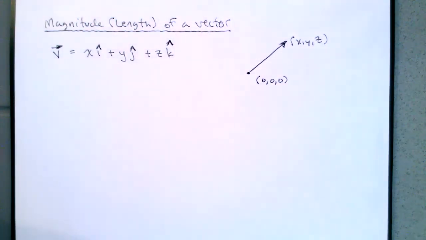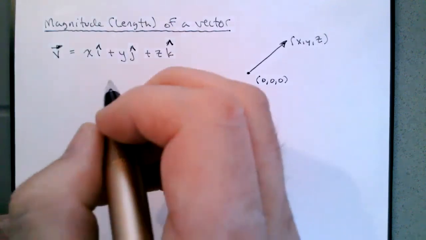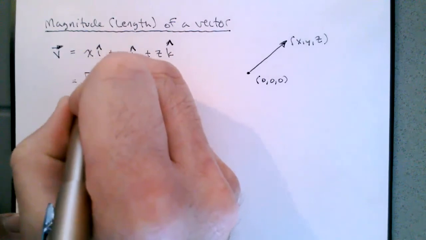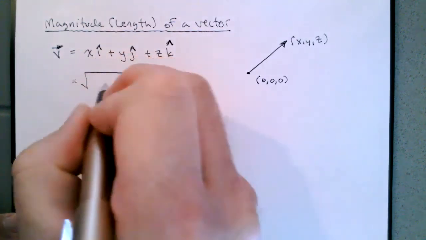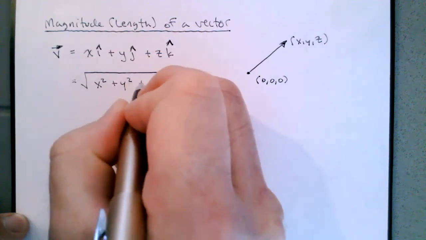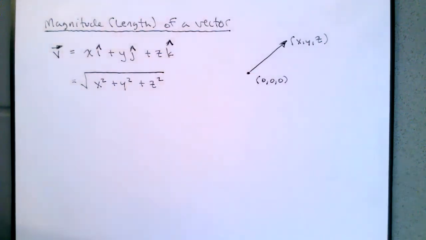The magnitude of this vector is just the distance between those 2 points. So the magnitude of v is going to be the square root of x squared plus y squared plus z squared. We're just going to extend the distance formula to 3 dimensions.